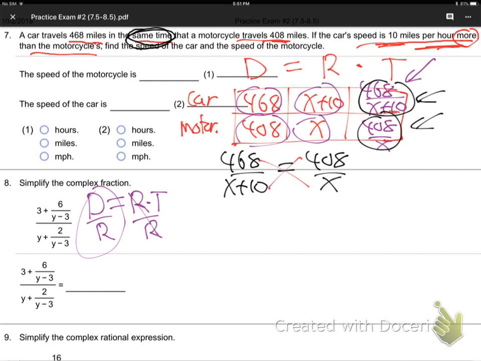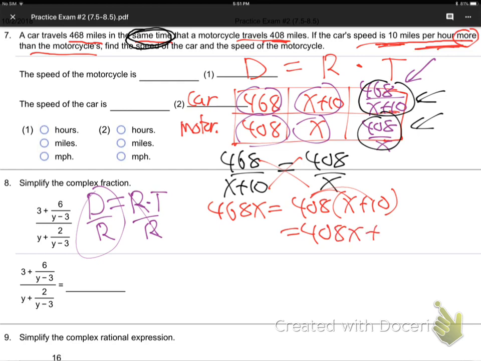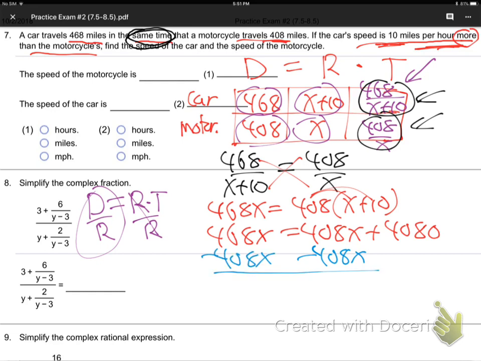So we go diagonal, diagonal. 468x equals 408 times x plus 10. Distribute, distribute. 408x plus 408 times 10 is 4080. Alright, how do we finish getting x alone here? Well, first off, we subtract 408x from both sides. That leaves us with what? 60x and 4080. And last step to get x alone there. Divide by 60. x equals whatever 4080 over 60 is.